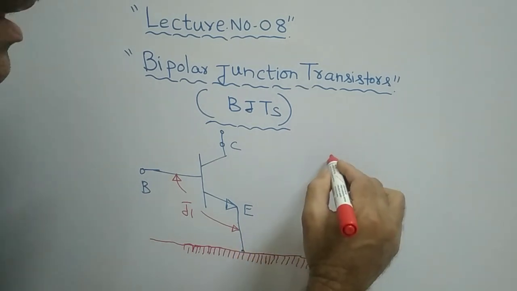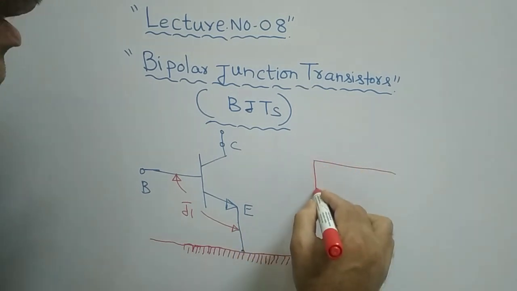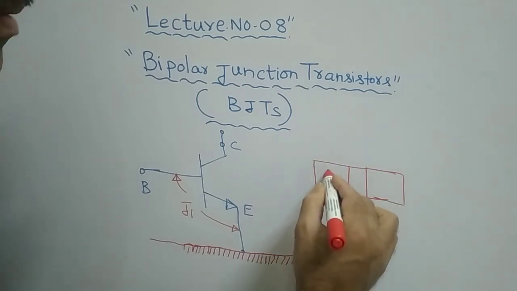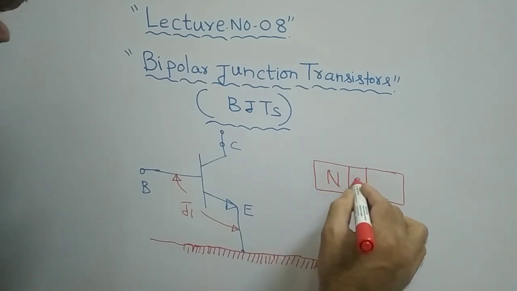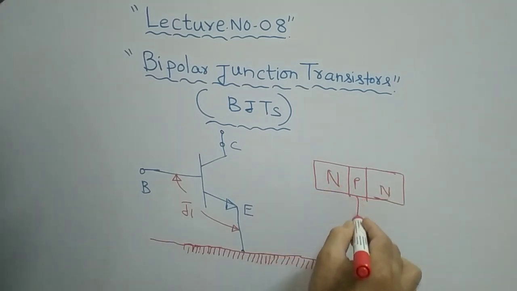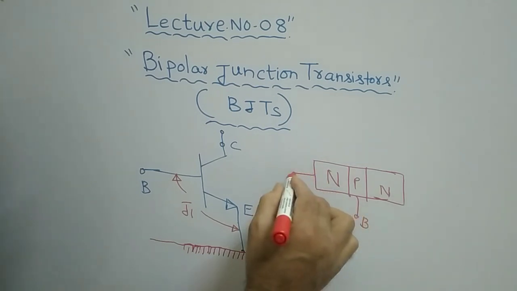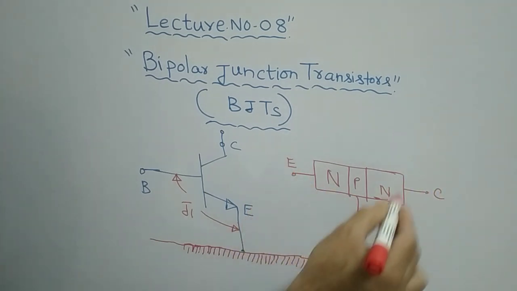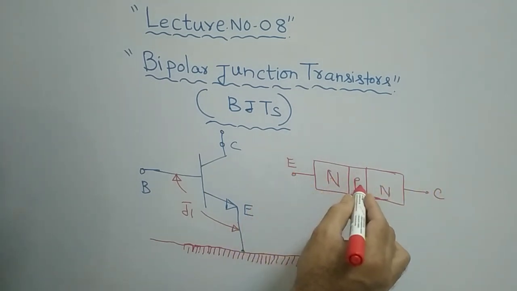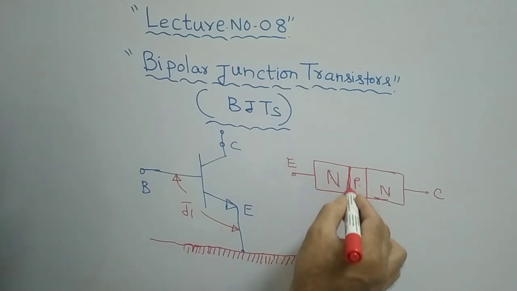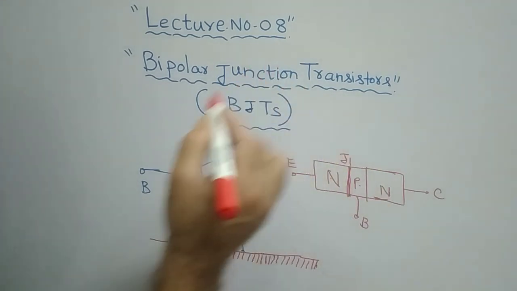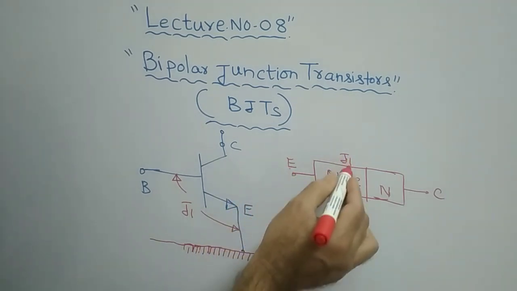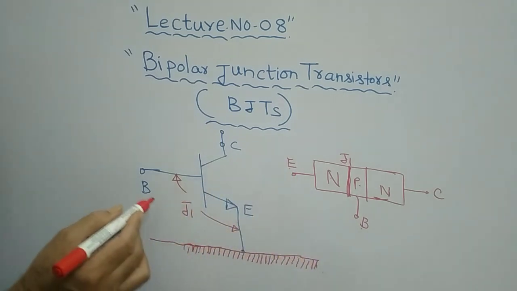Because if you see the physical construction here, let us say an NPN transistor. The middle one is the base, this is your emitter, and this is your collector terminal. So emitter, base, collector. If you see, in between N and P there is one line. What is this? This is junction 1. So between emitter and base, you have one junction. This is junction 1.